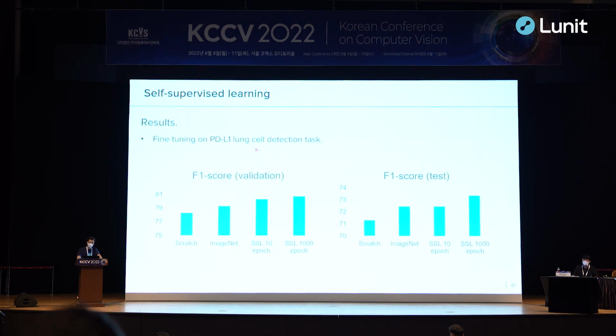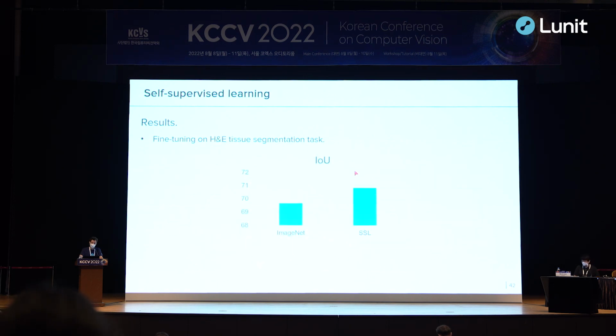And when we do this for lung cell detection in PDL1 data, what we can see here is that, well, when we train from scratch, we get this performance. But if we train from a pre-trained network on ImageNet, the performance increases, but it increases further if we use self-supervised learning on our own unlabeled data. And this is true for both validation and the test set. This is also true for the tissue segmentation task in H&E images that contain up to 16 organs, okay, many different organs. It allowed our network to perform better when compared with a network that is pre-trained on ImageNet.